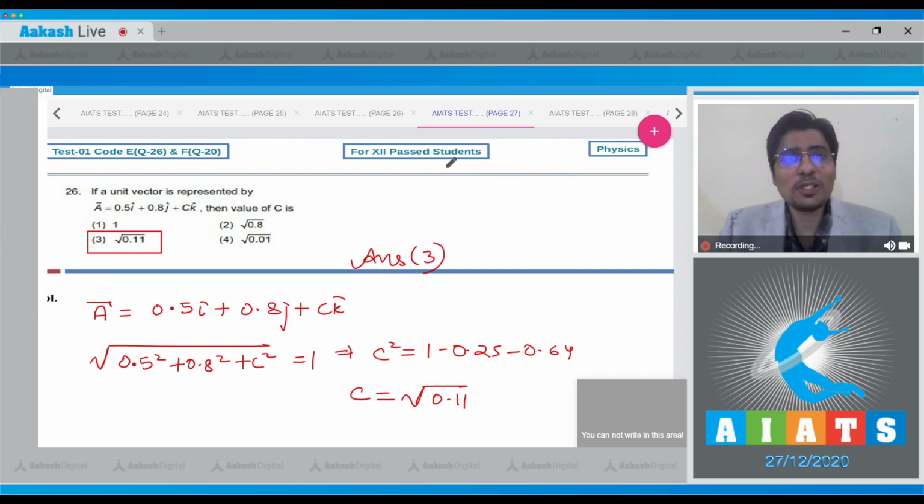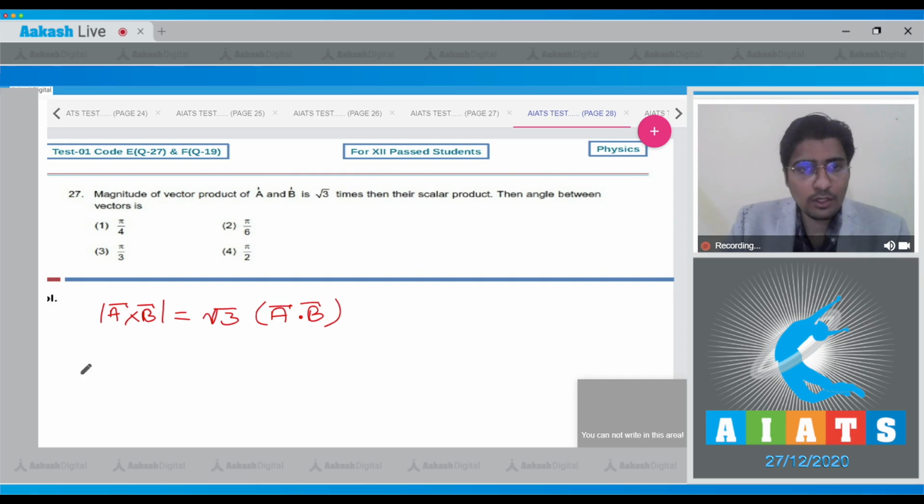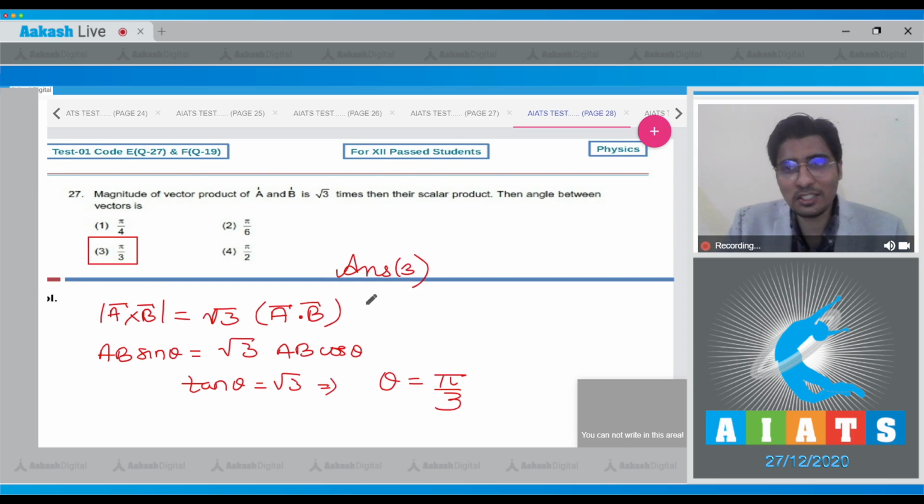Now let us move to the question number 27. In this question it is given that the magnitude of the vector product of a and b, that is mod of a cross b, is equal to root 3 times a dot b. We can write down therefore that ab sine theta, as this is the vector product, is equal to root 3 ab cos theta, giving us a value that tan theta is equal to root 3, or theta is equal to pi by 3, or 60 degrees. And hence for this question the correct answer turns out to be, dear student, option number 3.